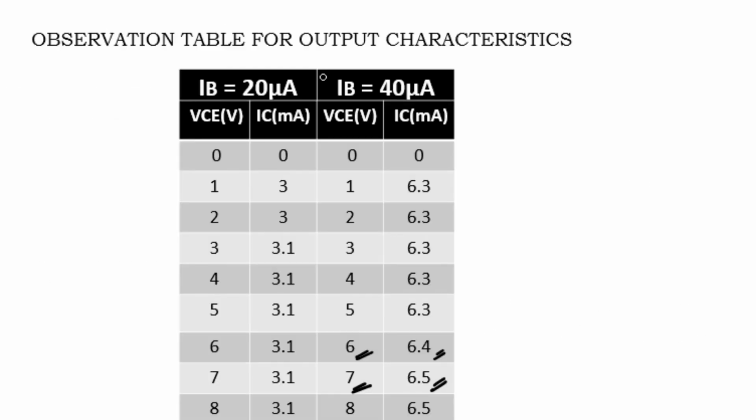Coming to beta, which is equal to IC by IB. This is from the output characteristics. Now you can take any one of the values corresponding to IB 20 microamperes or IB 40 microamperes. Here almost the maximum values are 6.3, so we will consider any one of the currents. For IB of 40 microamperes, the collector current IC I consider is 6.3 milliamperes.